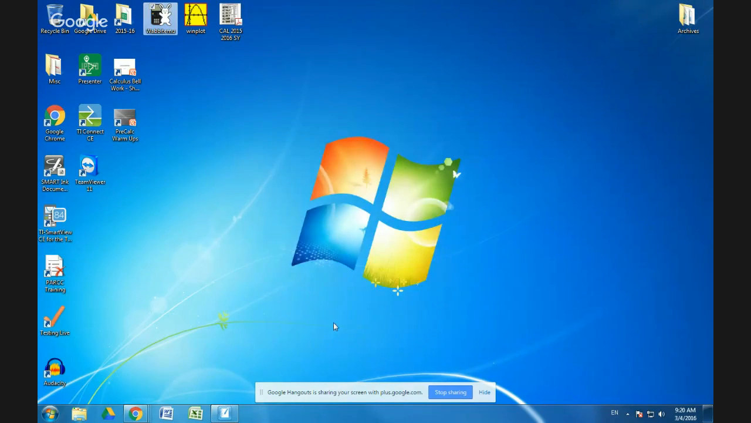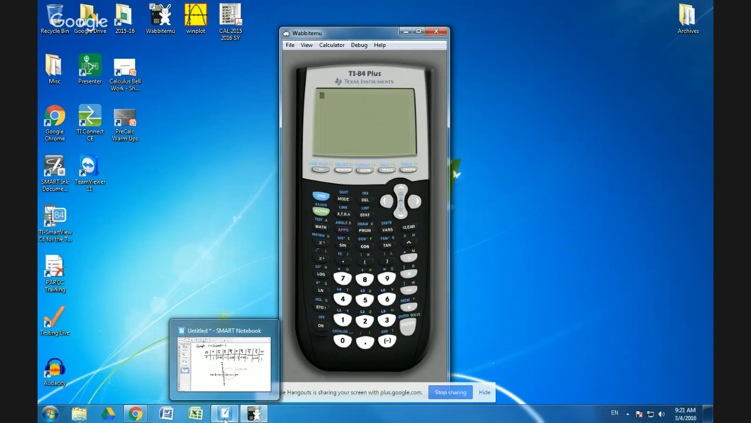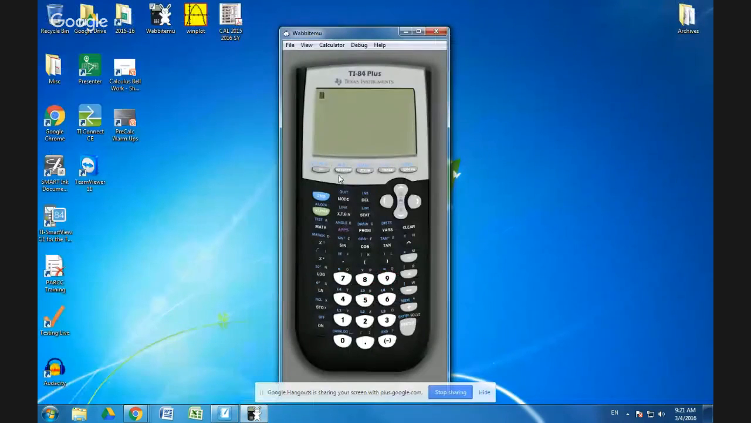It's pretty easy. Guess what? Mode. Guess what? Polar. Okay, that's pretty mind blowing, isn't it? And then you get R, and we just did 2 cosine theta minus 1. And then your window is going to change.